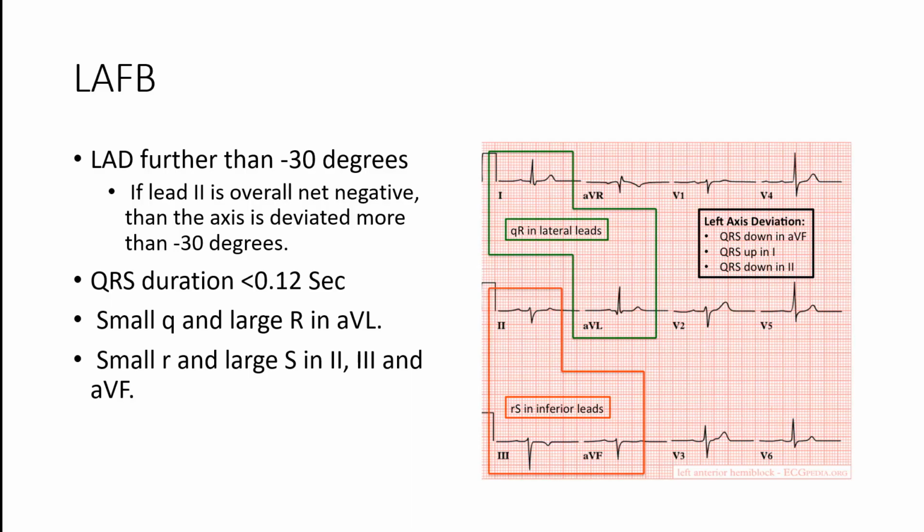More on that later. The subsequent characteristics are going to be something like this. In the lateral leads 1 and AVL, we are going to see a small Q and then a larger R here and here. And then in the inferior leads, 2, 3, and AVF, we can see a small R and then a large S wave. These will be suggestive of a left anterior fascicular block.